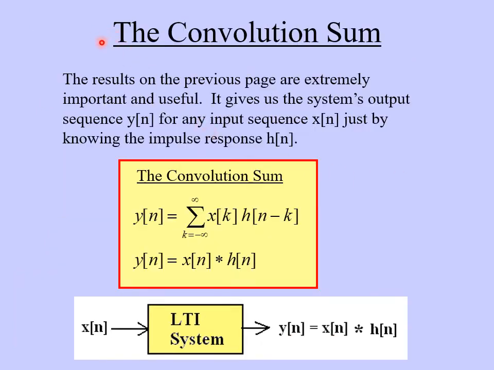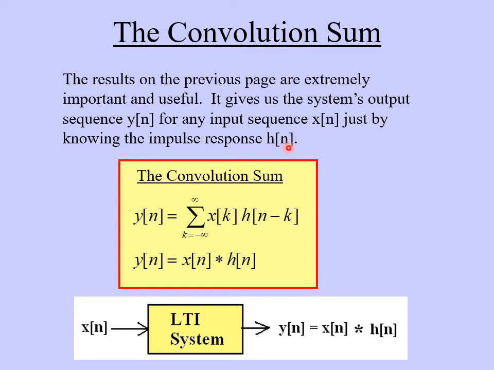So what we just did was derive what is called the convolution sum. The results on the previous page are extremely important and useful. It gives the system's output sequence y of n for any input sequence x of n, just by knowing the impulse response h of n. So again, this reminds us why the impulse response is so important.